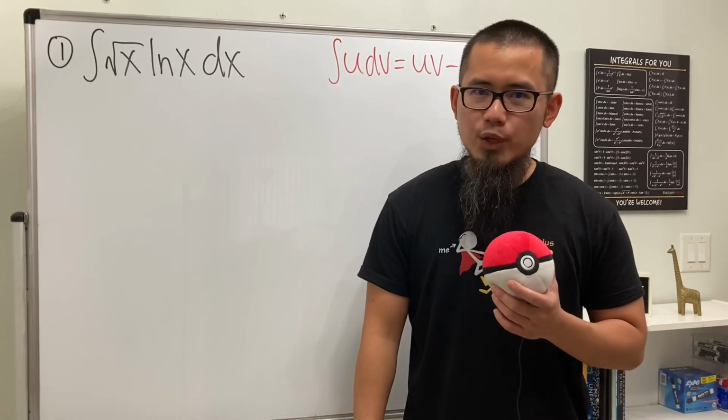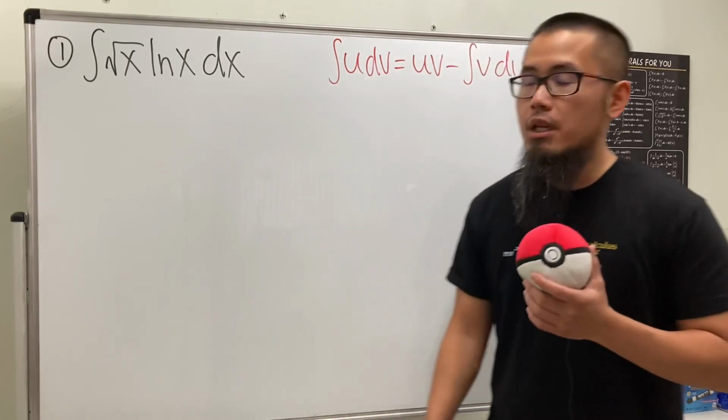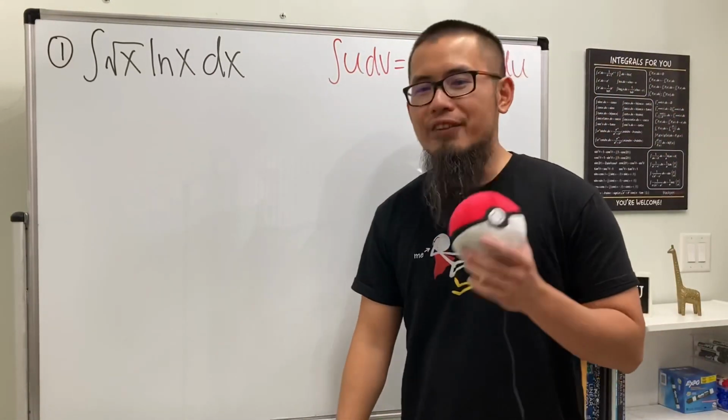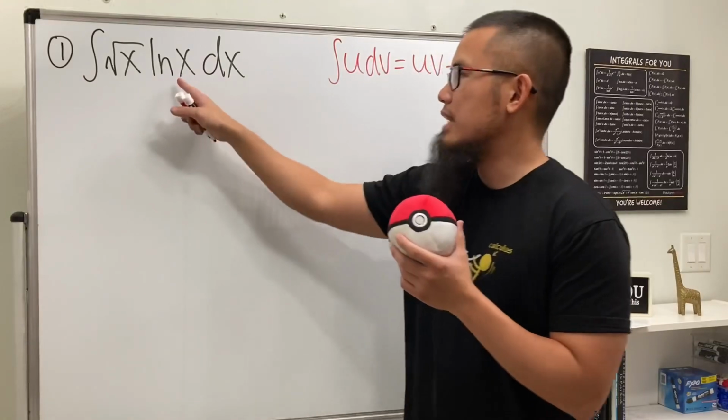Today we'll be talking about integration by parts and we'll be using the traditional UDV format to solve 5 integrals. The first one is the integral of square root of x times ln x.